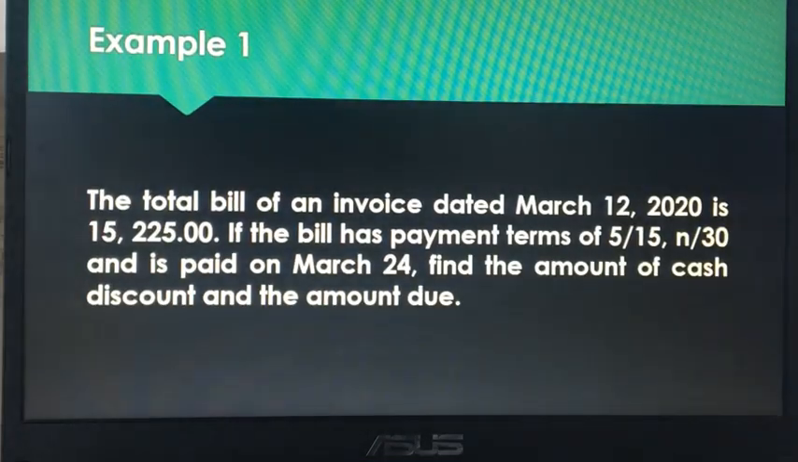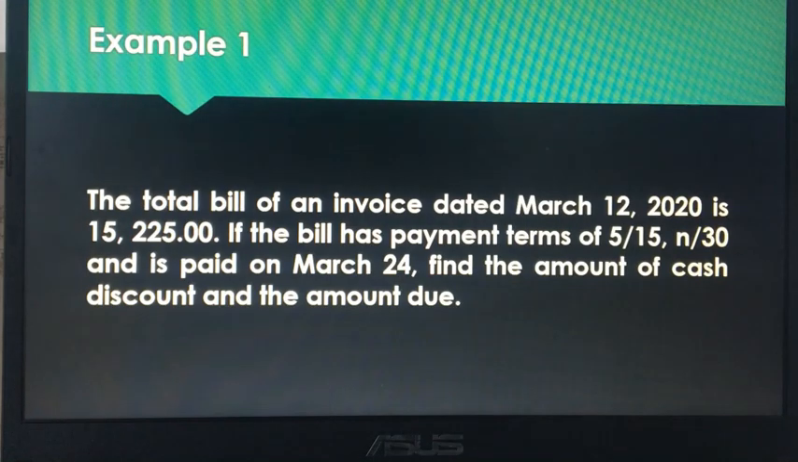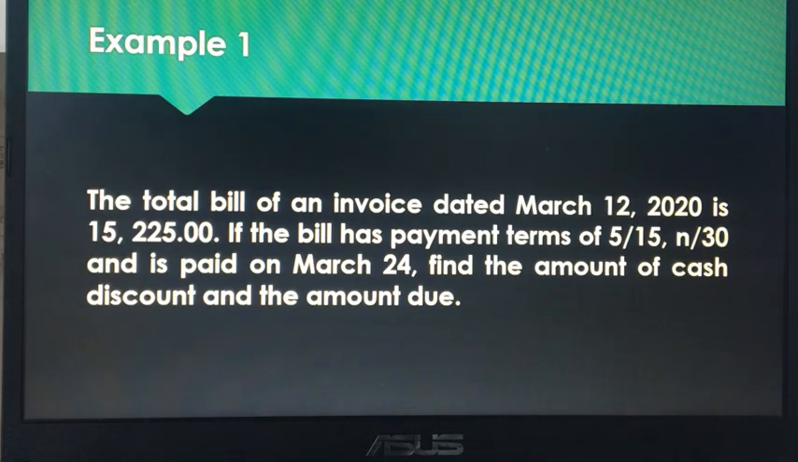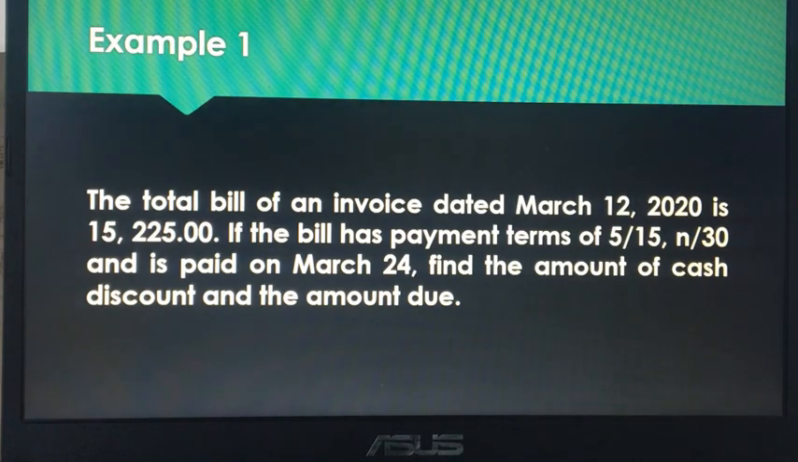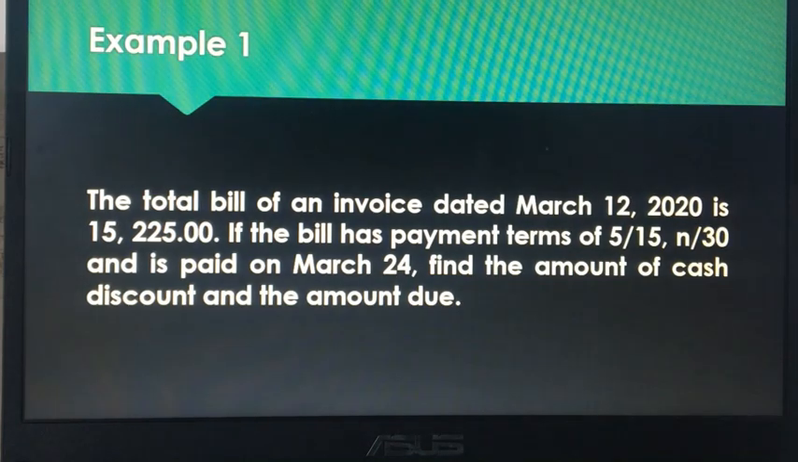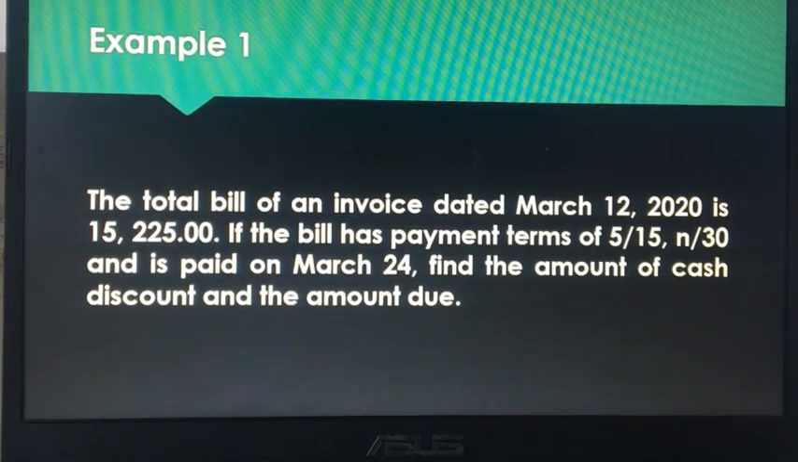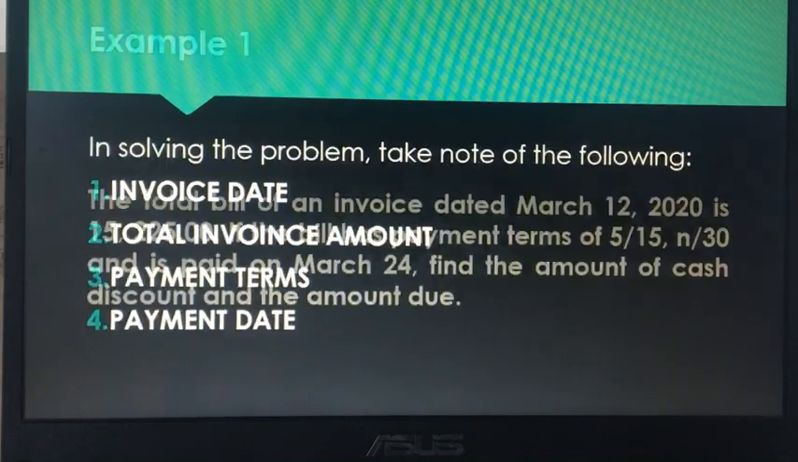For example number 1, let me read it to you. The total bill of an invoice dated March 12, 2020 is 15,225. If the bill has payment terms of 5 over 15, N over 30, and is paid on March 24, find the amount of cash discount and the amount due. Again, what are the things that we have to take note of every time we solve a problem?